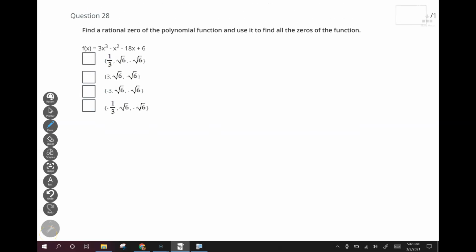All right, number 28. Find a rational zero of the polynomial function and use it to find all the zeros of the function. So again, we could list out our p divided by q's. Your p's here are going to be your factors of 6: 1, 2, 3, and 6. Your q's are your factors of 3, so 1 and 3. So your plus or minus p divided by q's, which are all your potential zeros, are going to be, we'll divide all of your p's by 1, so that's plus or minus 1, 2, 3, and 6.